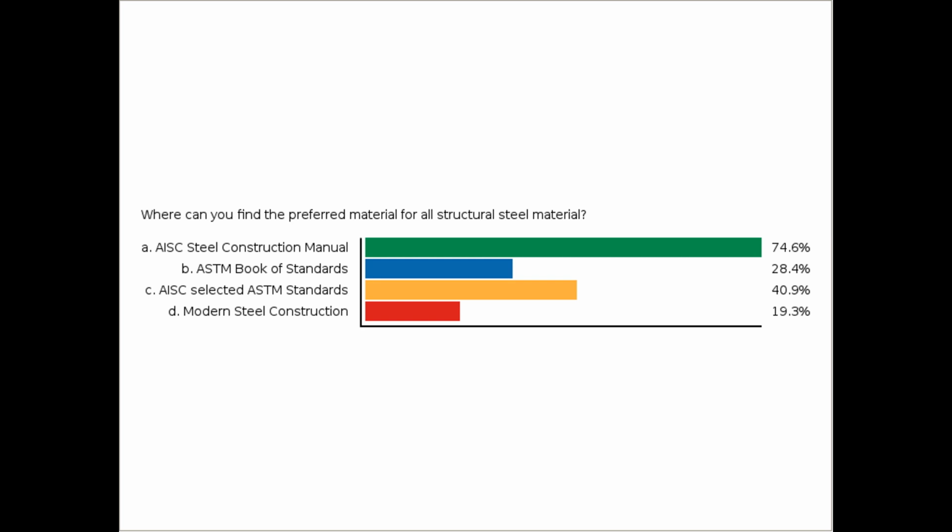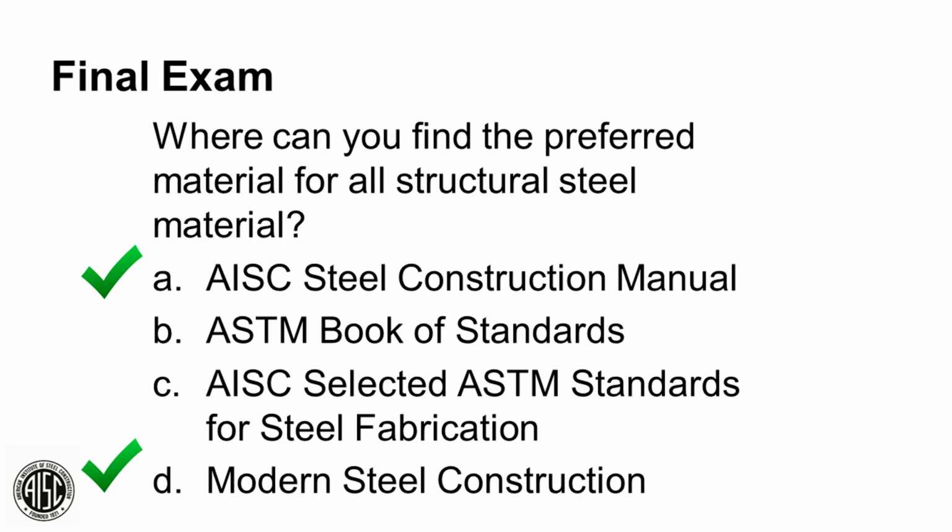You can go to the next slide. A and D. Now the key to remember was preferred material. Remember those tables in Section 2 of the Steel Construction Manual had those black boxes? That's why a lot of people pick that.